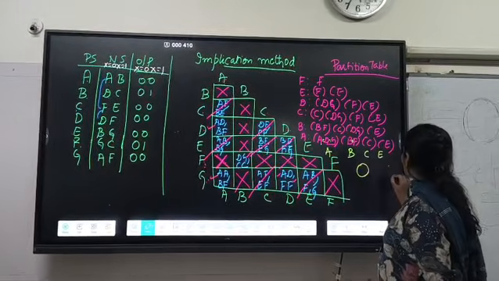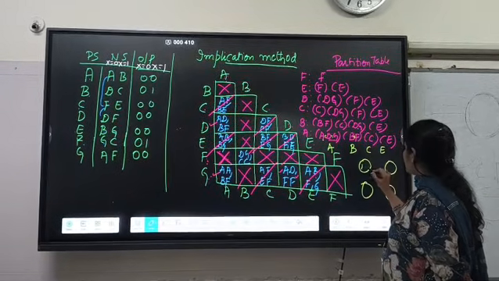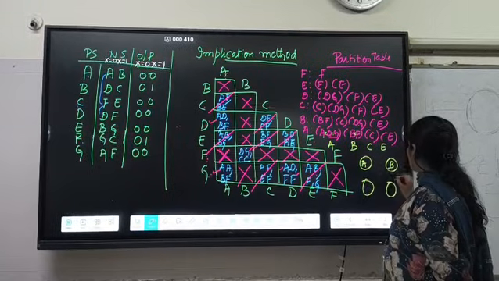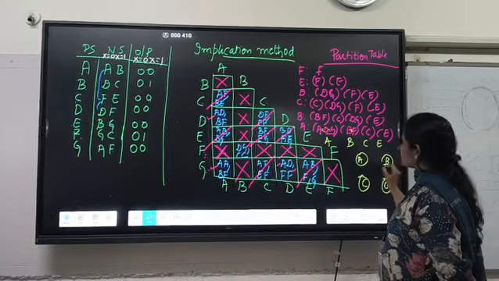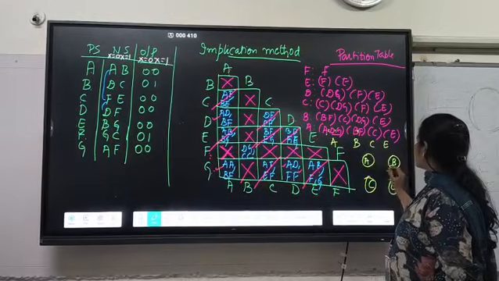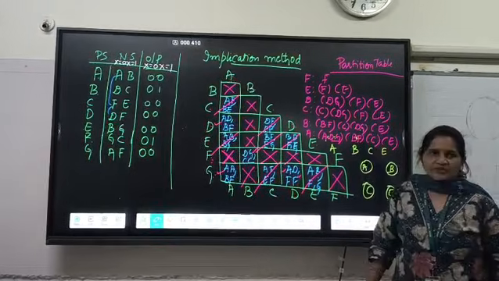Now you all can draw the reduced state diagram A, B, C, E, and you know how to write the transitions. A on 0 where it goes, A on 1. This you can complete. Hope this is clear to you all.